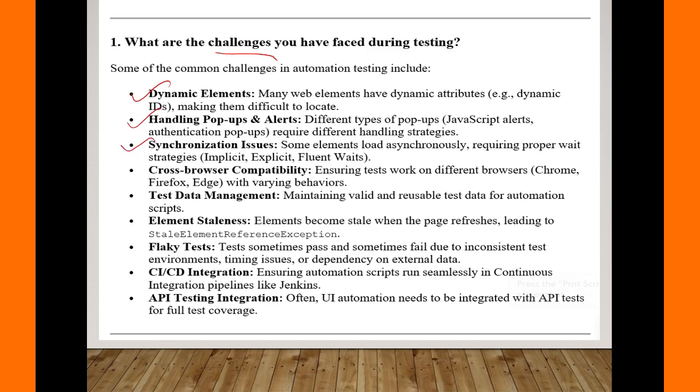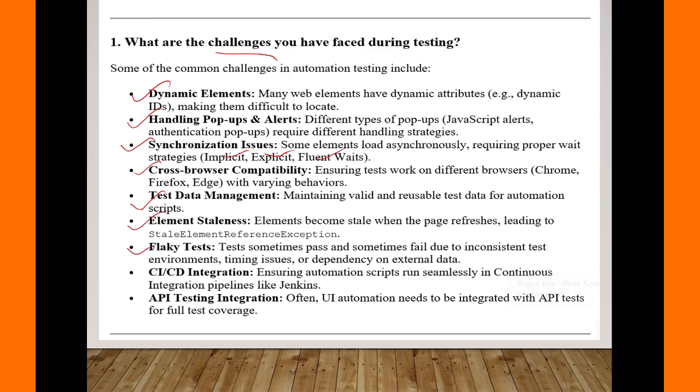The second one is synchronization. For synchronization issues, we can use implicit wait, explicit wait and fluent wait mechanisms to solve the problem. Next one is the browser compatibility issue. This one is a challenge. Test data management is also a challenge, and so is element staleness.